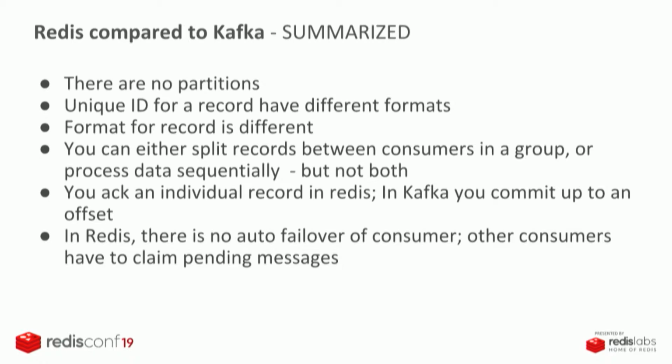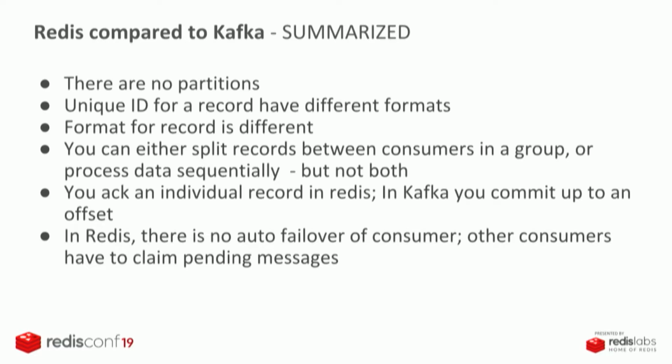First up, there are no partitions in Redis, right? Second, the unique ID that you would have for a record is different. Remember that in Kafka, the unique ID was one long, versus in Redis, the unique ID is two longs, which is a timestamp followed by a unique incrementing number. So that's the second difference. The format of a record is different, which means that in Kafka, you've got named fields, like an array of headers, a key, a value, a timestamp. Versus in Redis, it's a dictionary. So arguably, I would say that Redis has a more versatile data structure. It's just a dictionary, right?